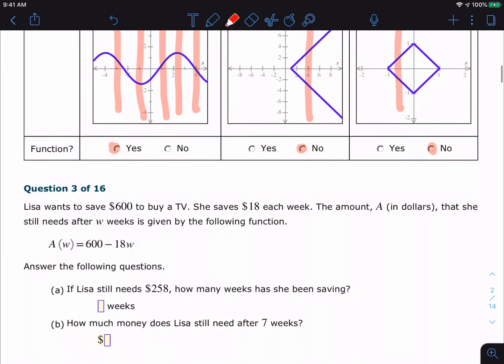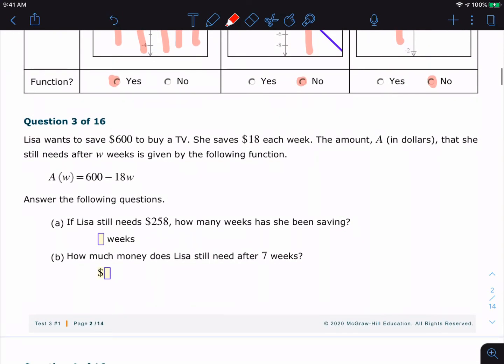Okay, let's look at the next one. So in this next example, and your test will be almost identical to this, it's just going to be different numbers. So you guys should be all right.